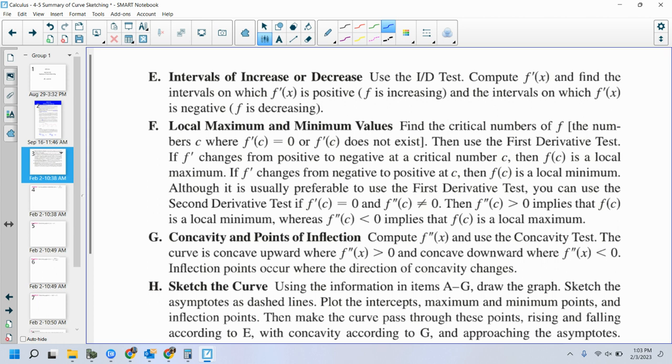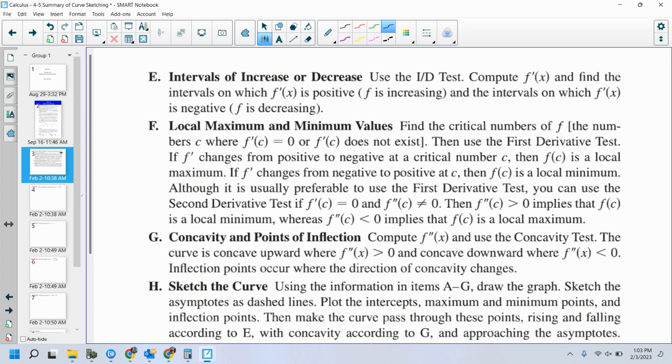Which would then tell you the next part, F, local maximums and minimums. Once you use the increase-decrease test, those should be pretty simple. If it's going up, then down, then it's a local maximum. If it's going down, then up, it's a local minimum. Although it's usually preferable to use the first derivative test, you can use the second derivative test if the second derivative is easy to find. However, we're already going to be doing the increase-decrease test, so doing the second derivative test would just be checking your work if you would like to. But remember what it is.